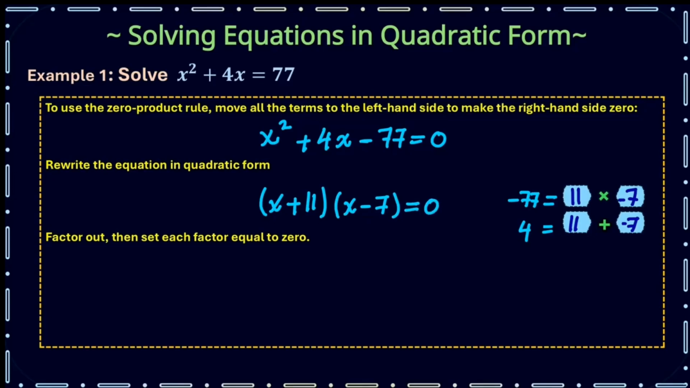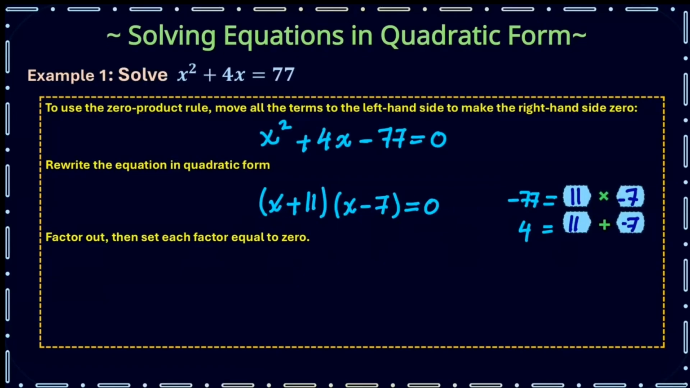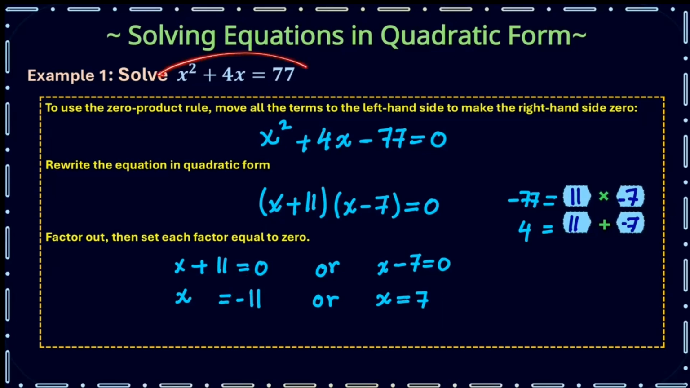Now this is as if we have A times B equal to 0. Again, by the zero product property, you set each factor equal to 0. So here we have x plus 11 equal to 0, or x minus 7 equal to 0. You can solve each equation for x. For the first one, we subtract 11, so x equals negative 11, which is one of the solutions, and the other solution can be obtained by adding 7 to the right hand side. So solutions to this equation are negative 11 and 7. You can check by plugging each solution back into the equation to see if each solution makes the equation true.